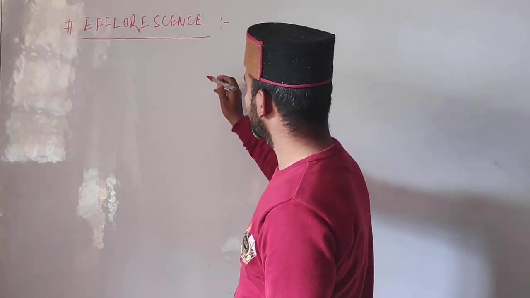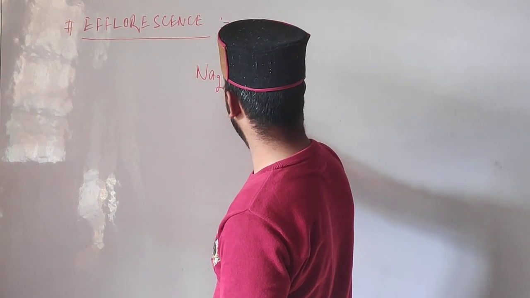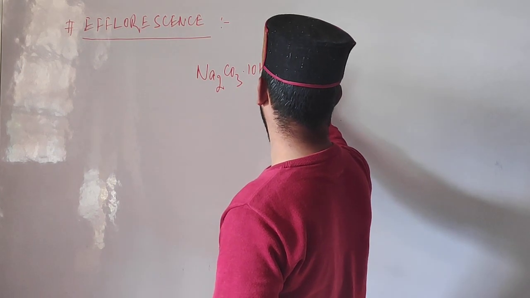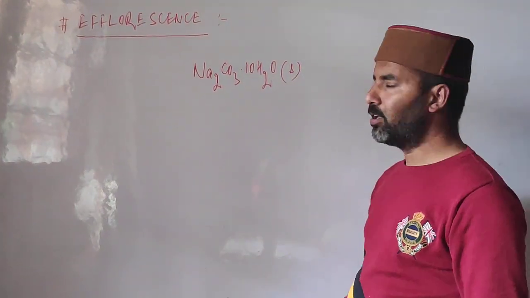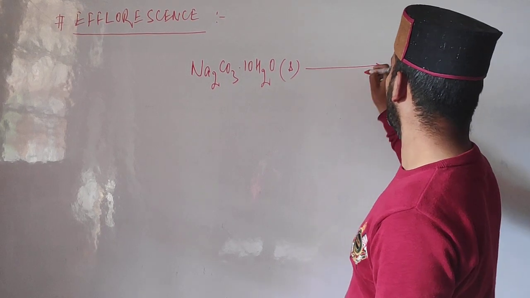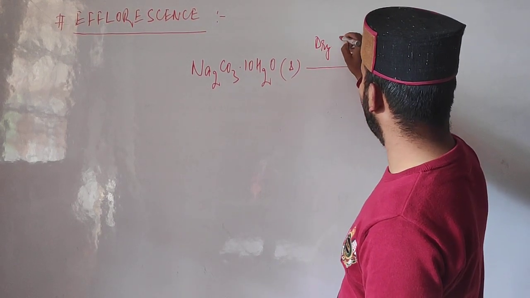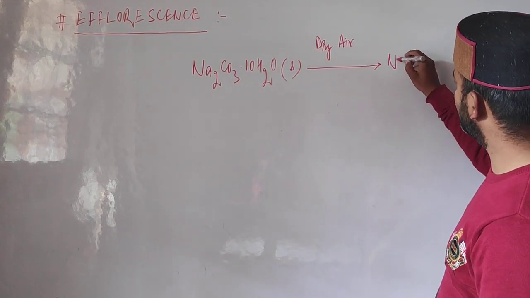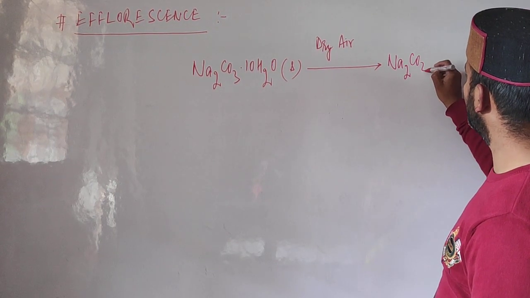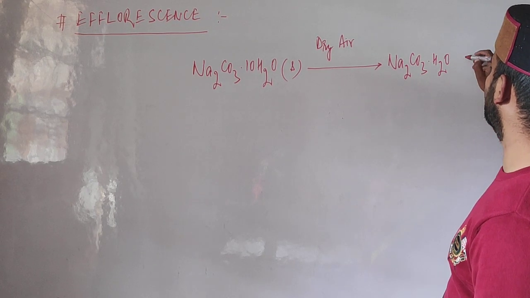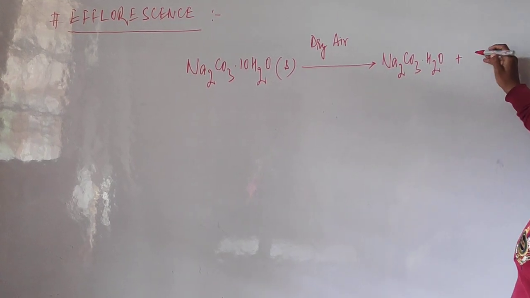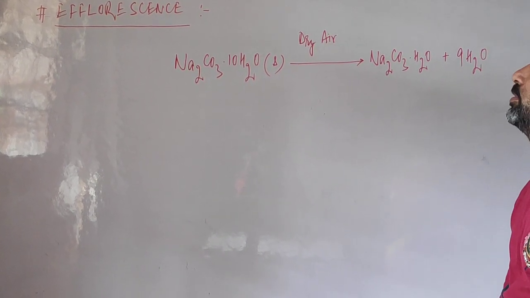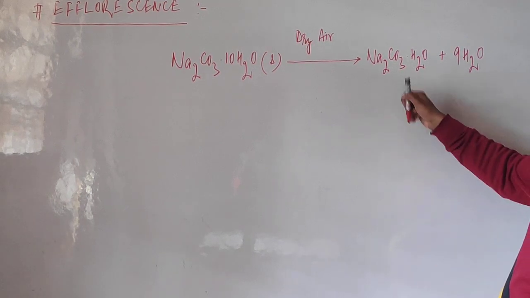For example, students, say I have sodium carbonate decahydrate crystal. This is called washing soda. When we expose washing soda to air, and remember the air should be dry, this sodium carbonate loses water of crystallization, but not completely. Only 9 water molecules of crystallization are lost. So this is called efflorescence.